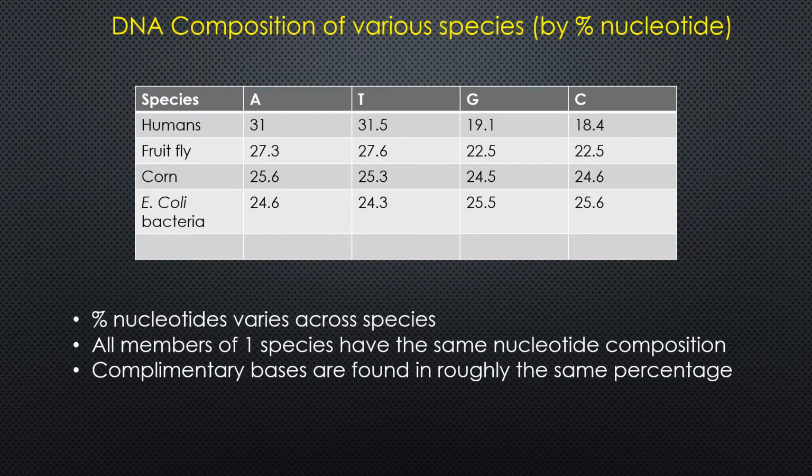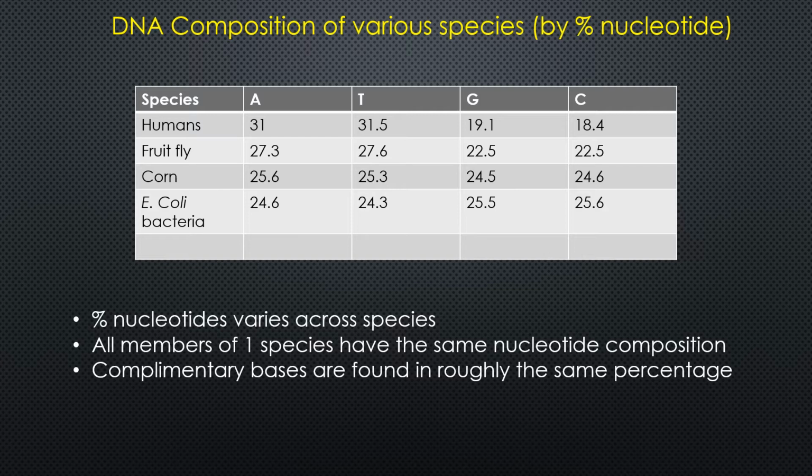So then when we knew what the DNA structure was, scientists started looking at the DNA composition across a variety of species that were already known. So pulling the DNA from various things, what does that look like? And what we discovered was that the percentage of nucleotides varies widely across species. But when we look in one particular species, the individuals have about the same nucleotide composition.